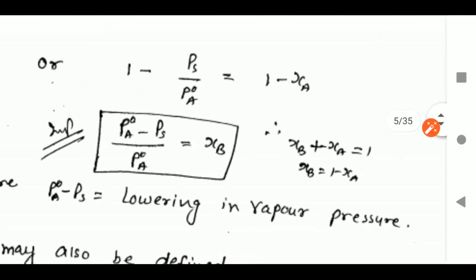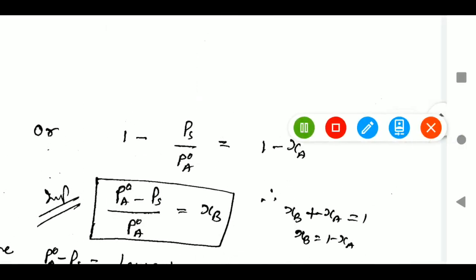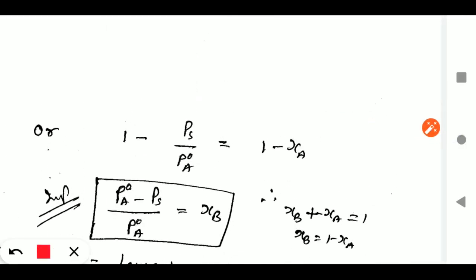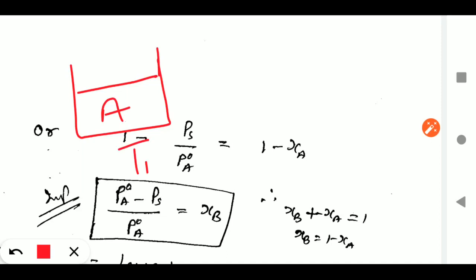So students, what is this? Understand, this is again very important. Look here, only A is there. So as you heat this at T1 temperature, vapor of A will be formed, and these vapors will exert a pressure, and the pressure is known as P naught A.